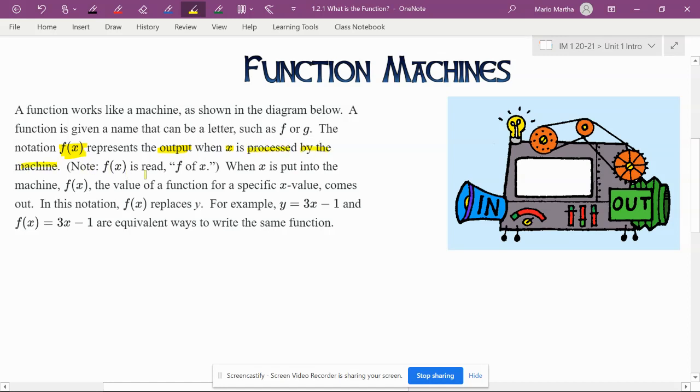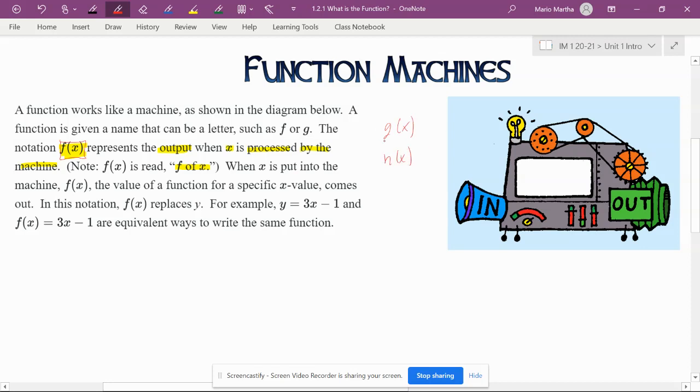So note f of x is read as "f of x." This is very important because you will keep seeing these machines, or functions, later on. So the notation is very important. Make sure you read that: f of x. We can also have functions called g of x. It could be h of x.